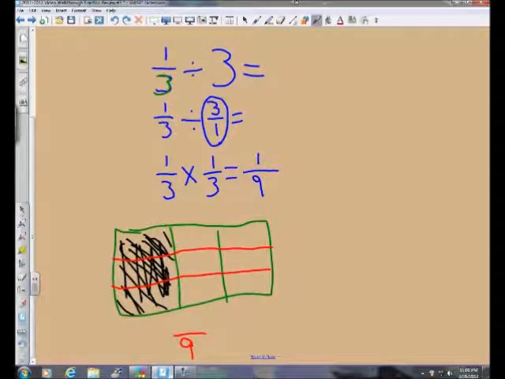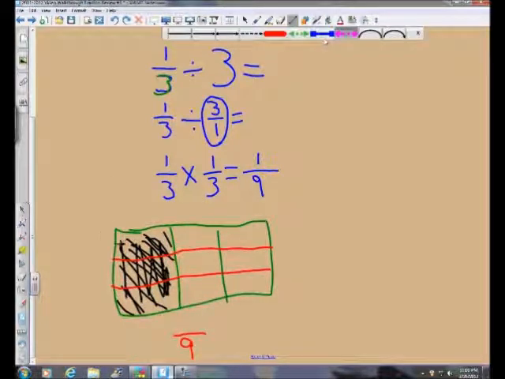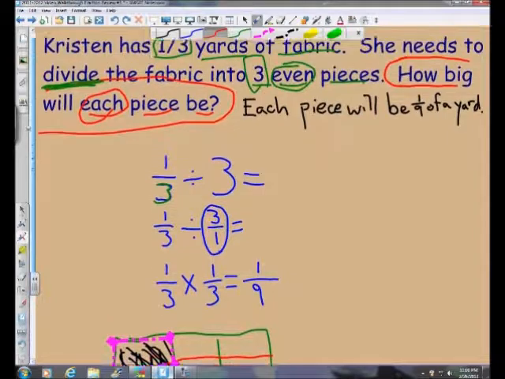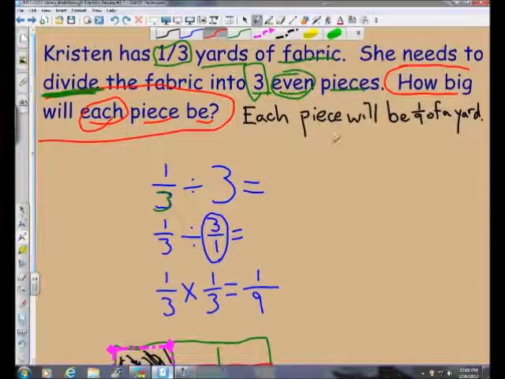And another way you can highlight it is to, I can just use a different color here. So there would be 1/9. And that would be the answer again. And it's the same as the traditional method up here. We ended up with 1/9. And this pictorial method kind of shows that we were on the right track. So there we go. Each piece will be 1/9 of a yard. And that's the answer to the second problem.